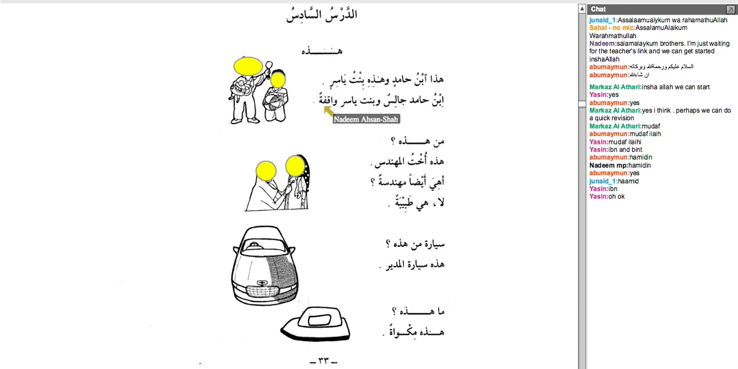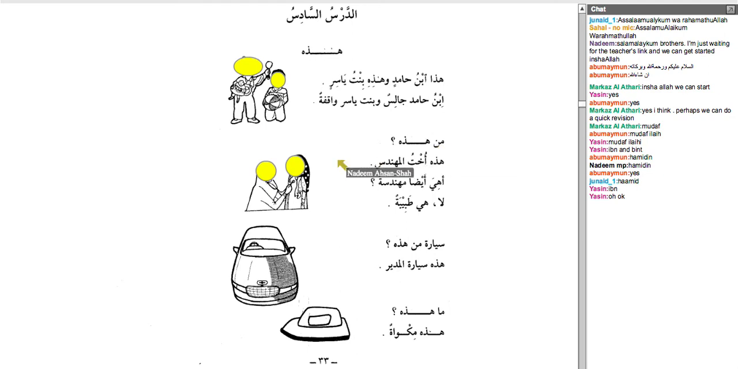Because mu'annath, as you can see in the text, you say it differently. You no longer say waqifun, as you may have said for the mudhakkar, the masculine. But you say with the ta marbuta at the end, waqifatun. Standing. So now from the picture you know who's who. Ibn Hamidin Jalisun, sitting. Wabintu Yasirin Waqifatun. Are you not clear, my brothers?